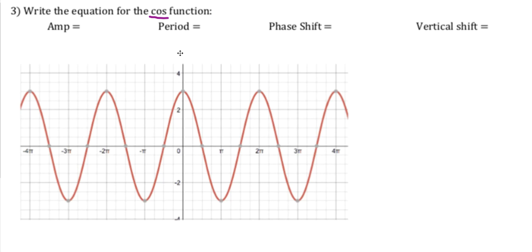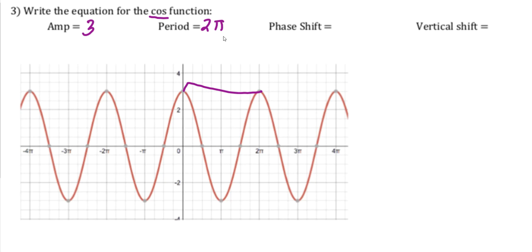So we're determined to write the cosine function. So let's go ahead and get our amp. Our amplitude is how far above and below the equilibrium. Well, this looks like our equilibrium, y equals 0. So we're 3 above, 3 below, so our amp is 3. Our period, you want to go from peak to peak or trough to trough. That's one of the easiest ways to find it. So it looks like our period is going to be 2 pi.